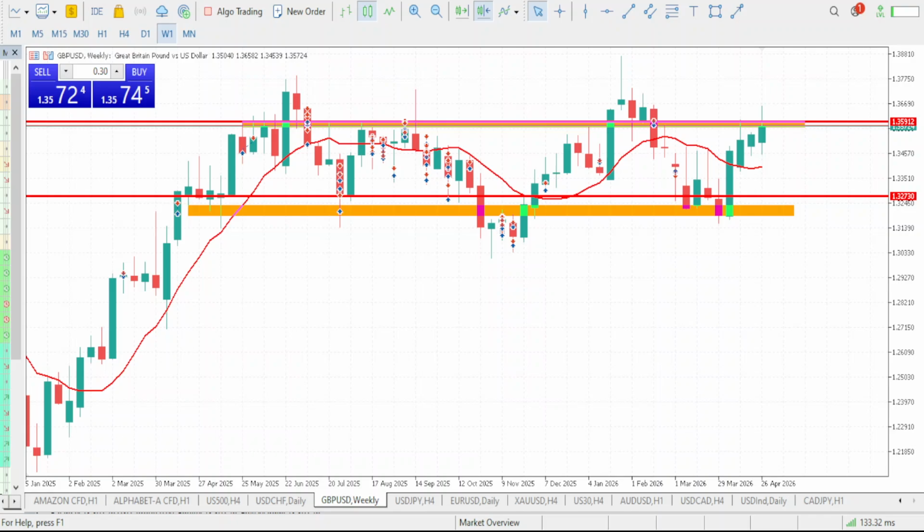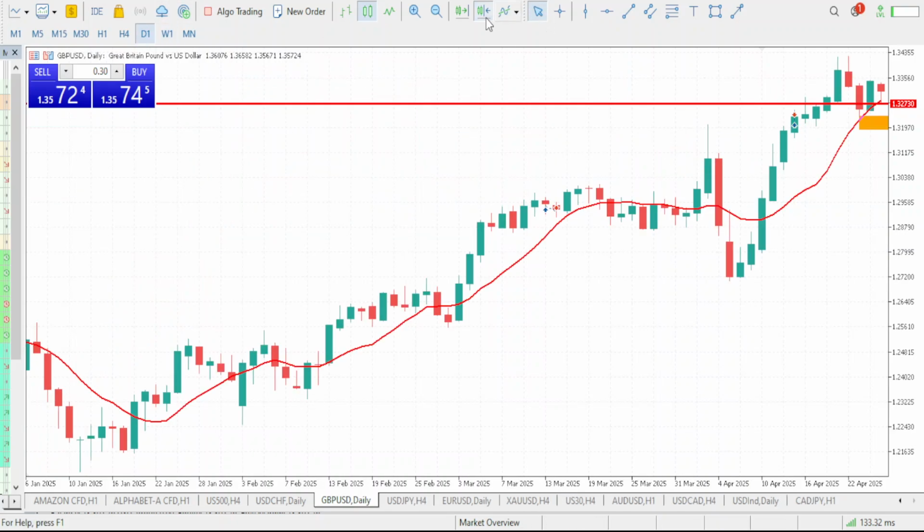Remember the first rule that I said, know your trend. You know that the trend is ranging. The second rule of trading is trade with the trend. So since it is ranging, we need to range with it.